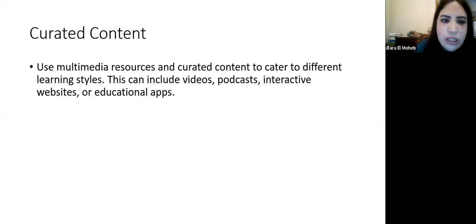Curated content. Use multimedia resources and curated content to cater to different learning styles. This will include videos, podcasts, interactive websites. Like who uses interactive websites here? Like Kahoot. Who uses Kahoot? Can you raise your hand?